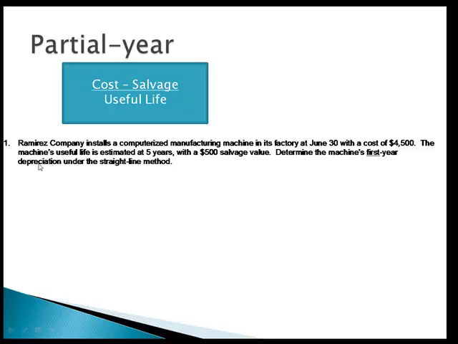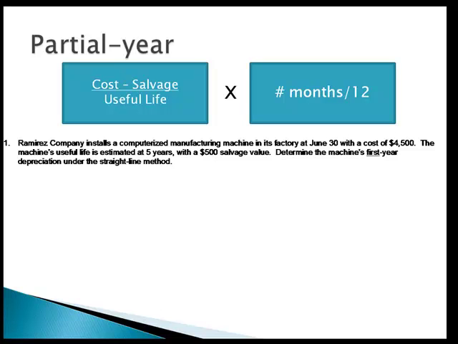So here, this is on your handout. Ramirez Company installs a computerized manufacturing machine on June 30th, so mid-year, with a cost of $4,500. The machine's useful life is 5 years with a $500 salvage value. So this is the same information as we used before. But because it's mid-year, we're going to multiply it by the number of months that we own it over 12.